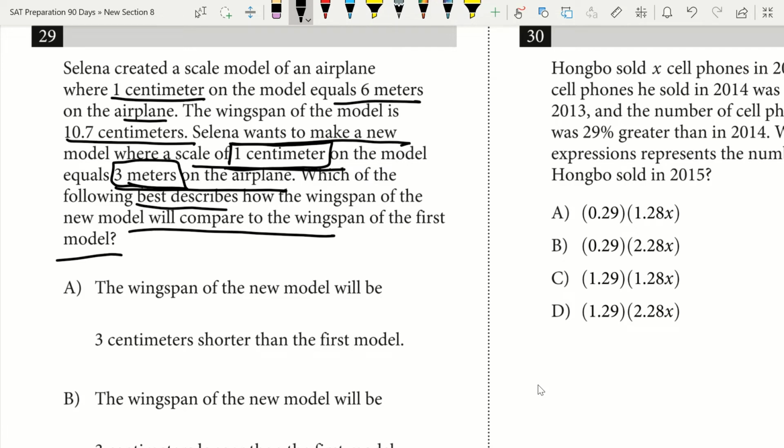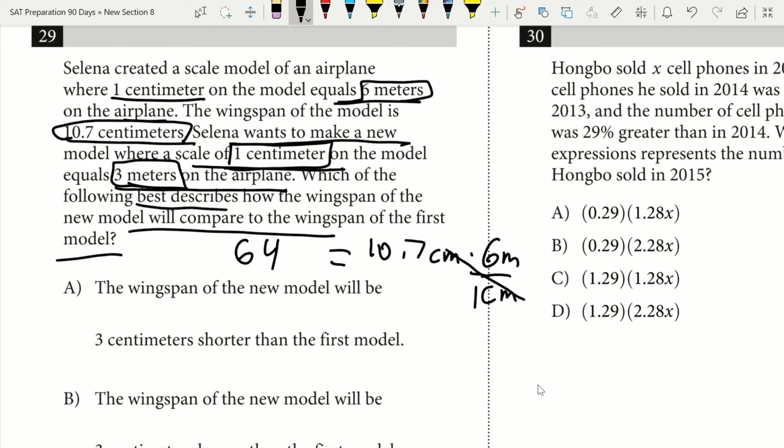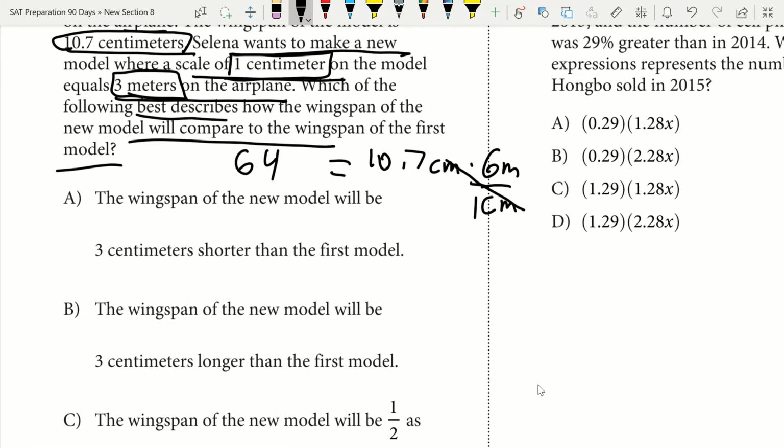Because if we have 1 centimeter representing 6 meters in our first model, and it's 10.7 centimeters, then we could do 10.7 cm times 6 m per cm, 6 meters per centimeter. We cancel out our units, and we have 10.7 times 6, which will give me something right around 64. I'm not going to put it in my calculator because I don't need to, right? I'm not going to waste time doing that. So I see that's going to give me something right around 64 meters is the actual height of the plane.